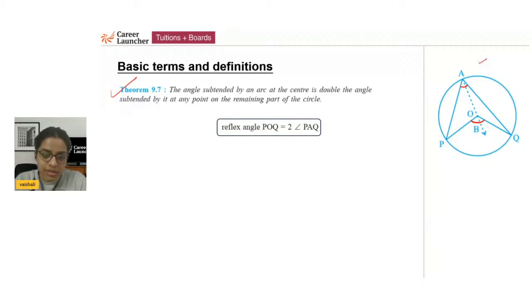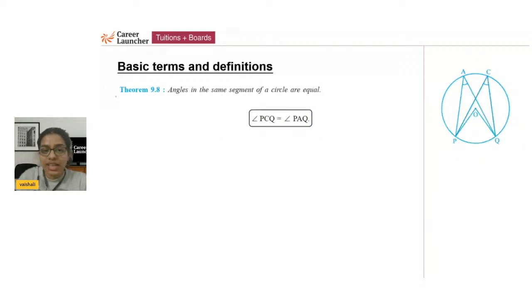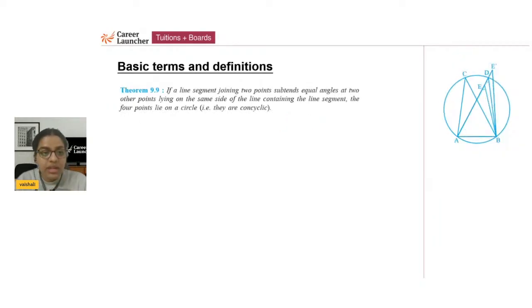This is widely used in questions based on circles. Now the next thing is that angles in the same segment of a circle are equal. It means that if you see a circle where lines are formed like this, PAQ and PCQ, the relationship is that PCQ is equal to PAQ. So these two angles, alpha and beta, will be equal. Okay? So this is the second theorem and it's very important. We are going to see its application in the exercise, so be patient.